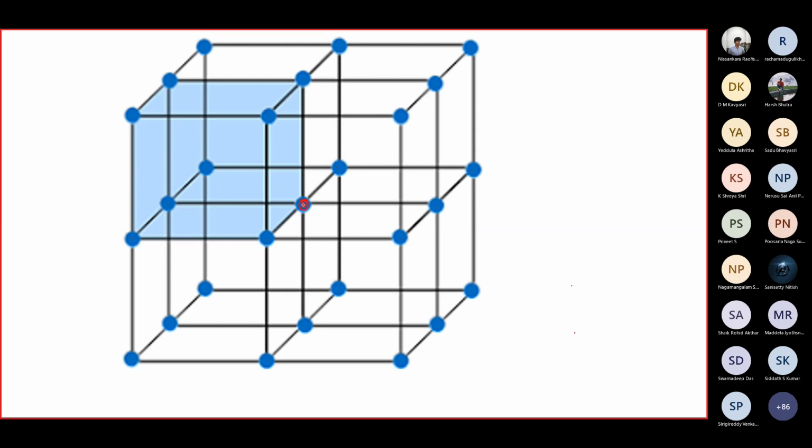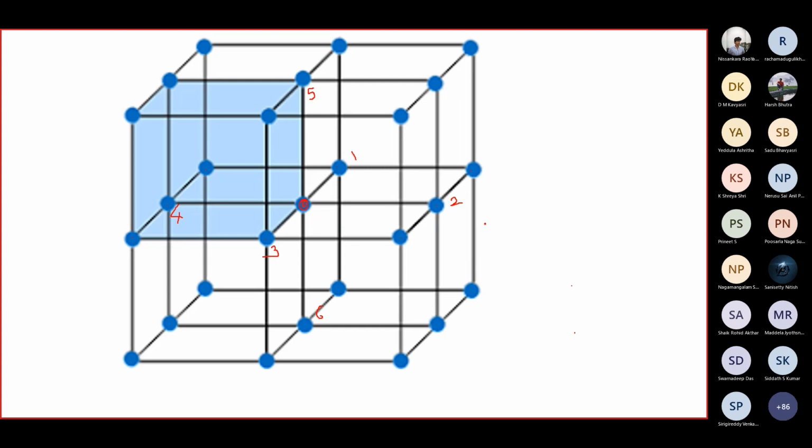Very good. 4. That means 1, 2, 3, 4. What are the other two? Sir, up and down. Very good. 5 and 6. So coordination number for simple cubic is 6.